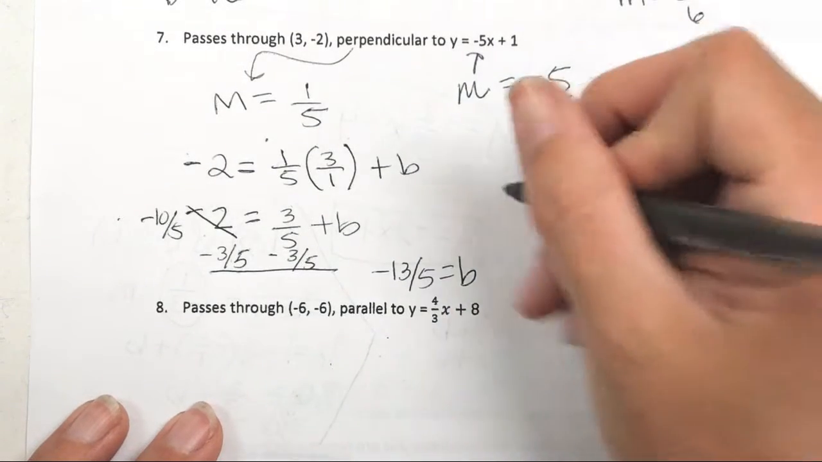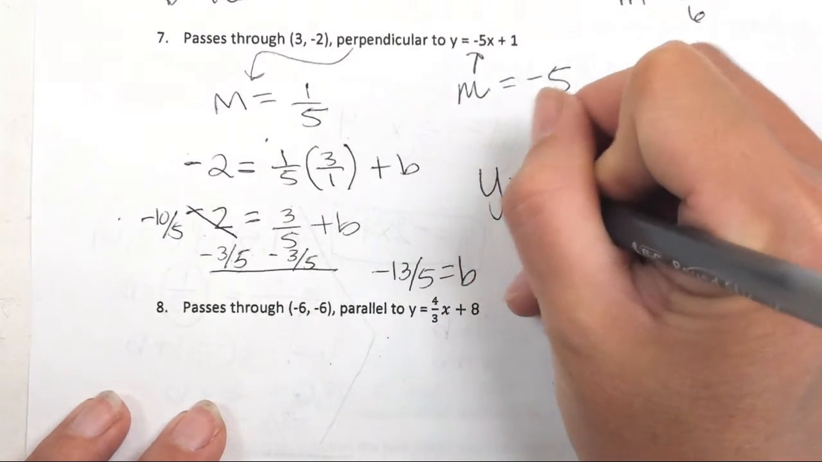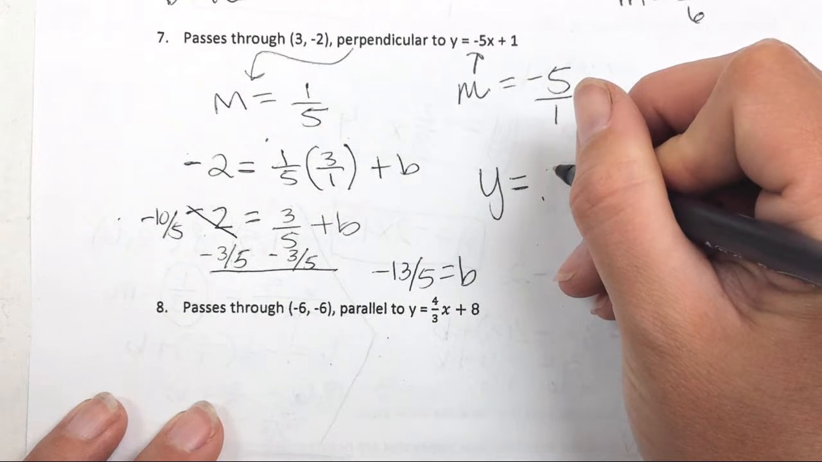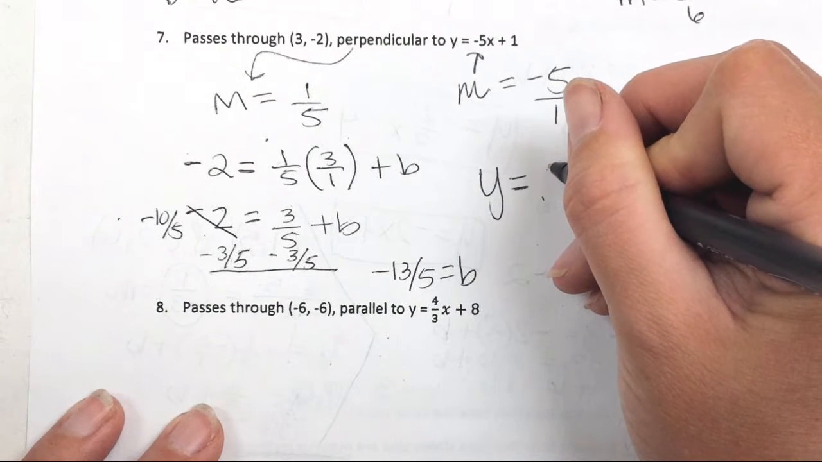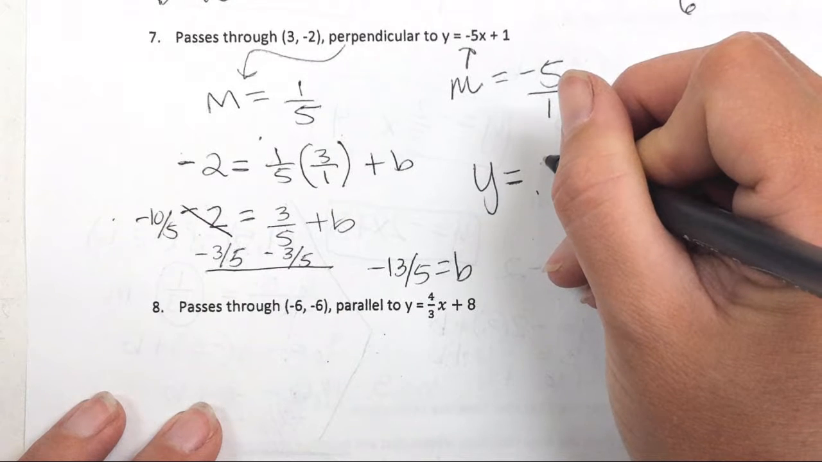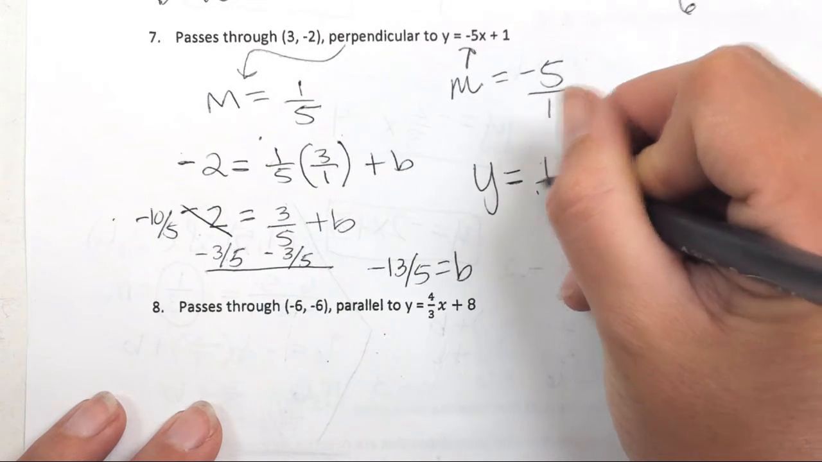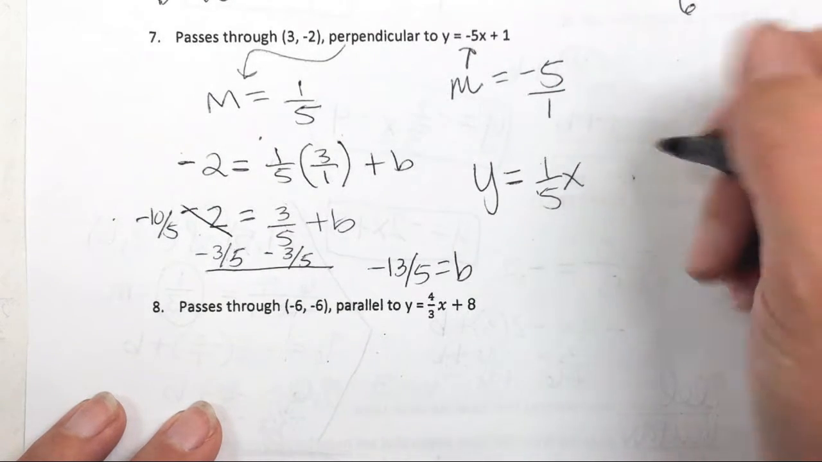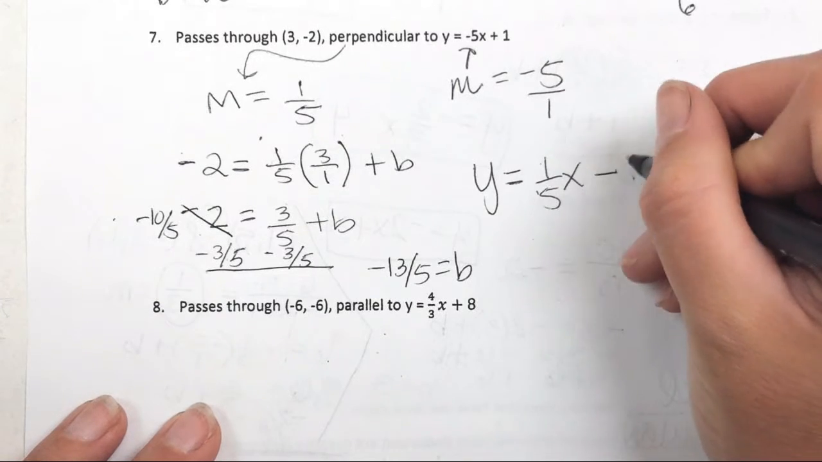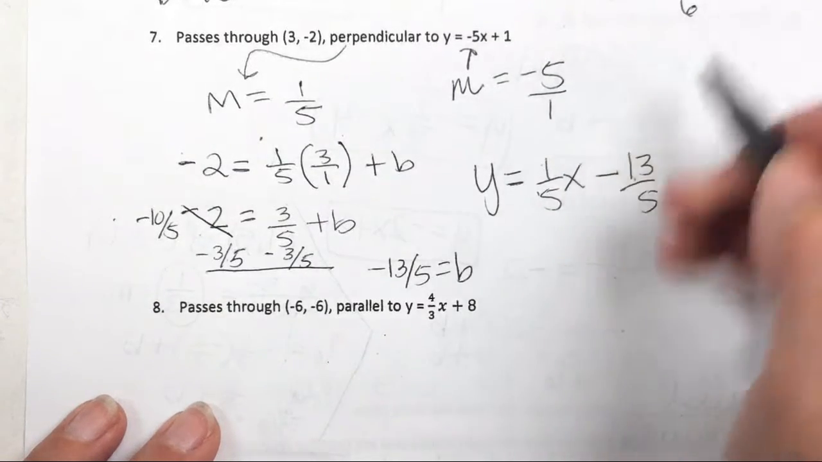So finally, my final equation will be y equals what? What's my slope? 1 over 5x minus 13 over 5. Very good.